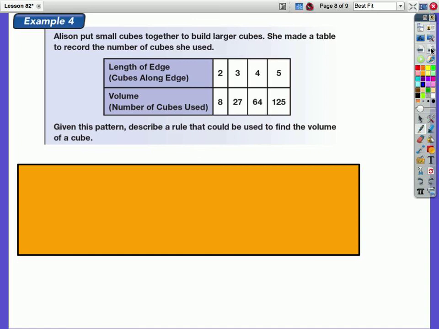So the length of the edge, so the cubes along the edge, are going to be 2, 3, 4, and 5. Remember, it's a cube, so everything's the same. Okay? The volume, so the number of cubes used, is 8, 27, 64, 125 respectively. So if the length of one side is 2, the volume is 8. If the length of the sides is 3, the volume is 27. So what could our rule be? Go ahead and pause the video, think about it. When you think you have an answer, go ahead and hit play.